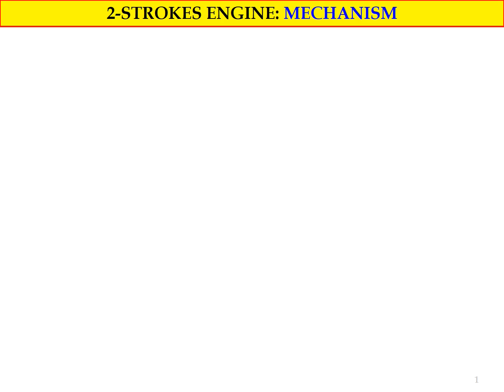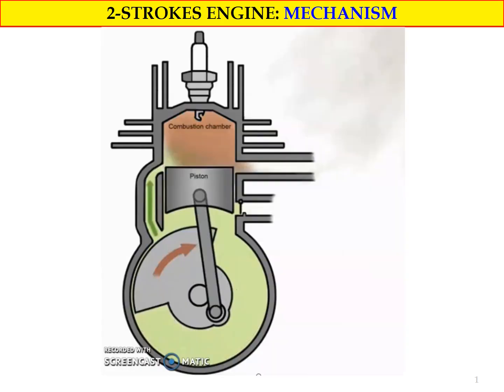So for part number 3, we will discuss the difference between two-stroke and four-stroke engines, and then we will also discuss the indicator diagram. First, we look at the two-stroke engine in terms of mechanism. Before that, we look at certain important parts in the two-stroke engine.